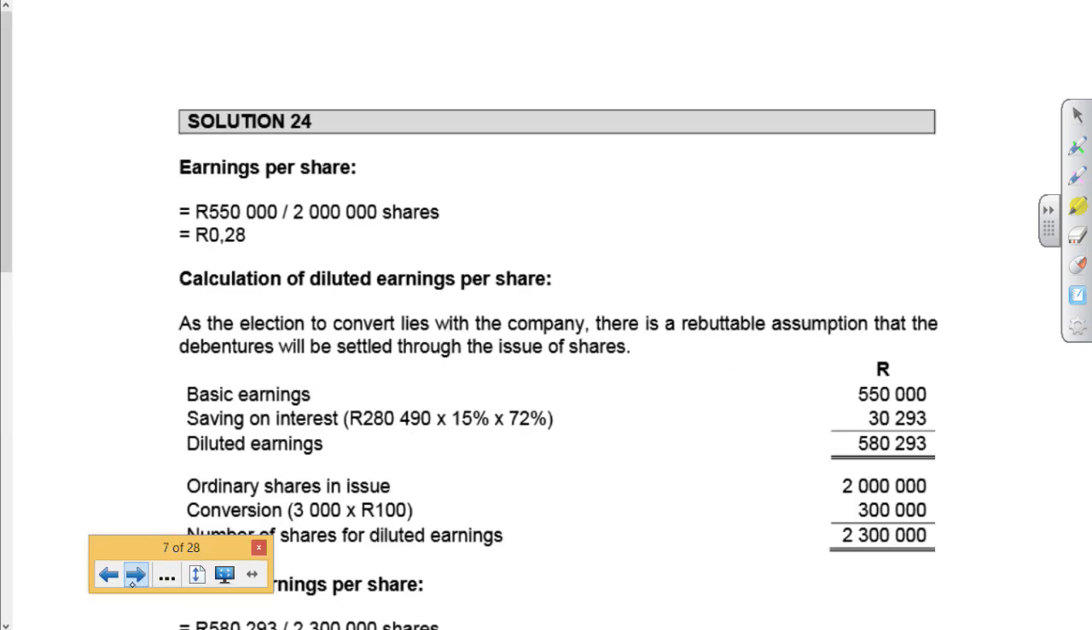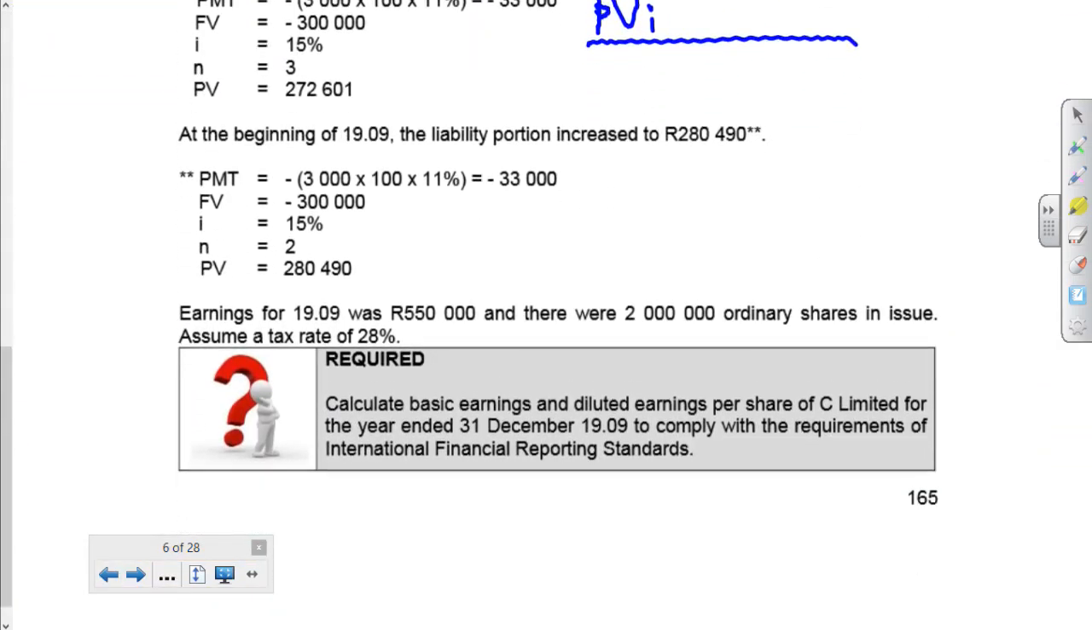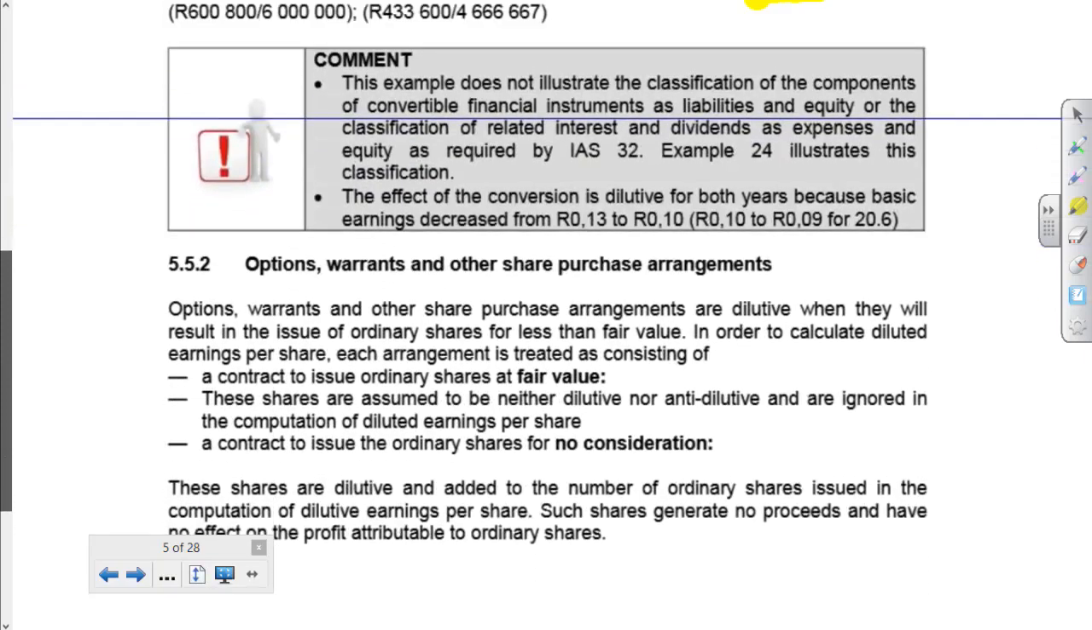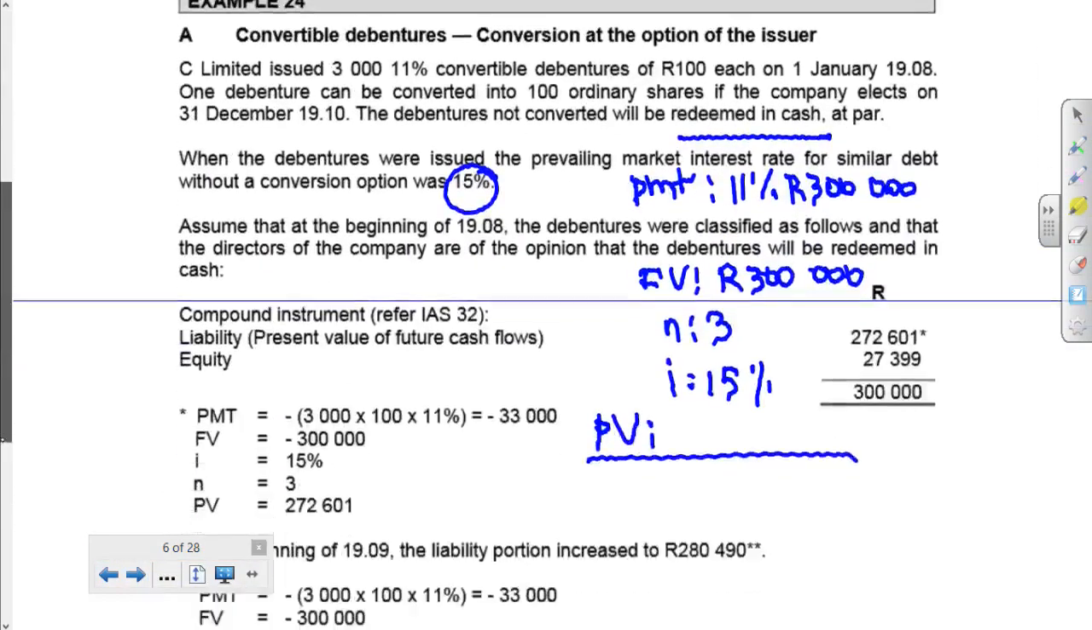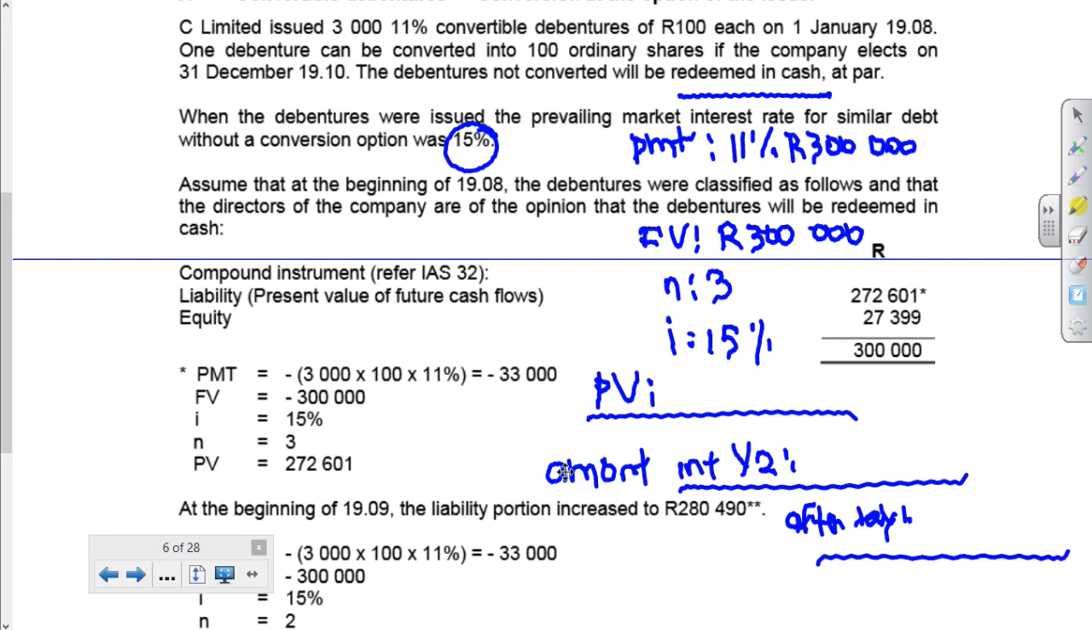I just want to see what year end we're at. We're at December 9. So we're in year 2. Do you agree we're in year 2? So on your calculator, once you've done that, I want you to amort. And I want you to give me interest year 2. And then I want you to after tax it for me, because those are the steps you need to be able to do.